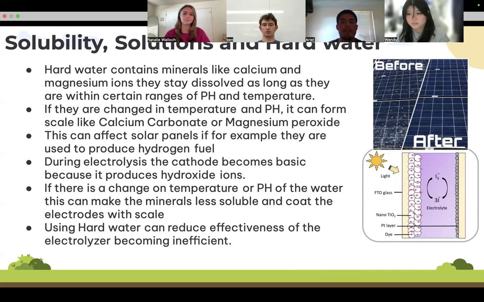For example, if we're using solar energy to produce hydrogen fuel, during electrolysis the cathode becomes basic because it's producing hydroxide ions. So if there's a change in temperature or pH in the water, this can make the minerals less soluble and coat the electrodes with scale, as we can see above, how they fill up with white stuff. And using this hard water can reduce the effectiveness of the electrolyzer, making it really inefficient.